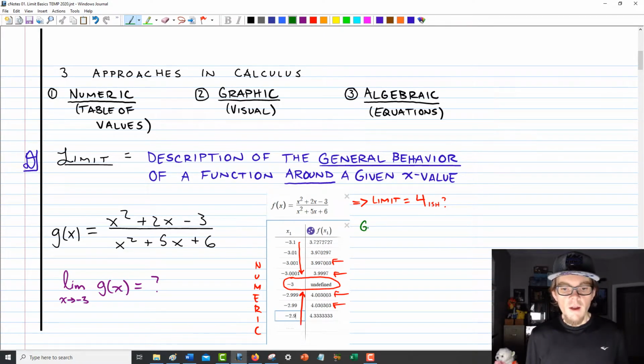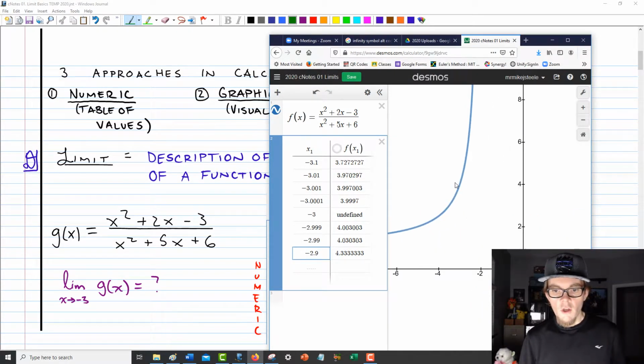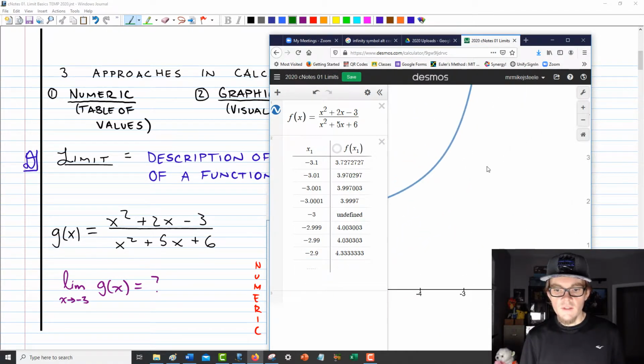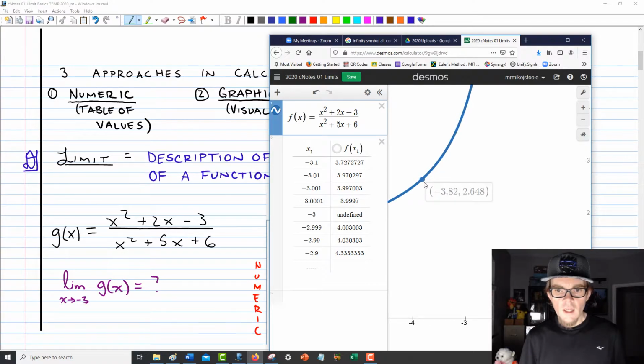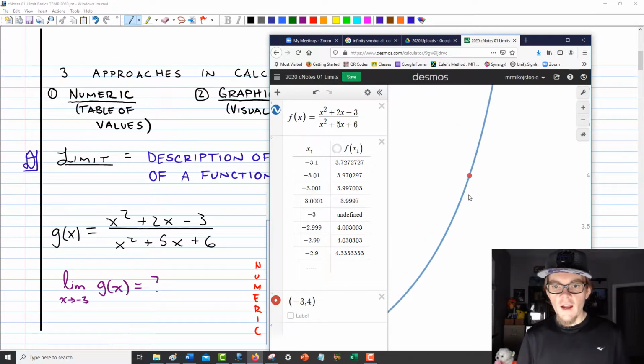We could also look at a graphic approach. We could just look at the picture of the graph and see what it actually looks like. We already have that ready. If I turn off this function, we can zoom in around -3 and look at that behavior. As we get closer and closer to -3, you can see that it's undefined right there, but look at how close that is. In fact, I bet if we put in the point -3, 4, it would almost look like it fit on the graph.